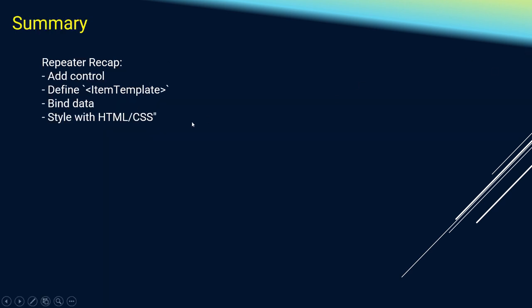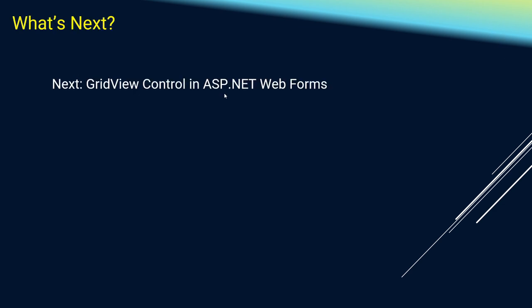To summarize, we added a repeater, defined the ItemTemplate, bound it to the data source, and customized the layout with HTML. Repeater is simple but very powerful when you want total design freedom. In the next session, we will compare this with the GridView, which has features like built-in sorting and paging.